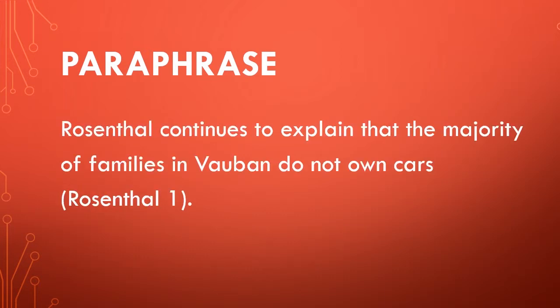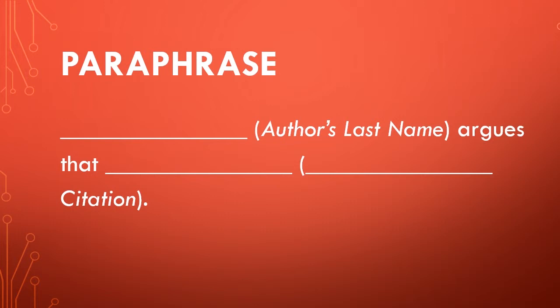Okay? All right, so here's an example of our previous quote as a paraphrase. Rosenthal continues to explain that the majority of families in Vauban do not own cars. So you've got the author's name, the verb that sets up the paraphrase, and then the citation. Because it's not a direct quote, there are no quotation marks. And this just looks like a normal sentence because it is. And so same thing, I want you to go ahead and pause, practice, use this structure, and get a feel for what it's like using this structure for your own words.